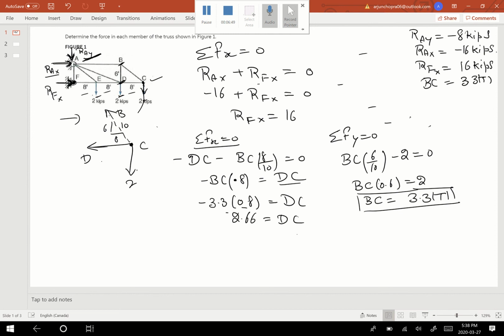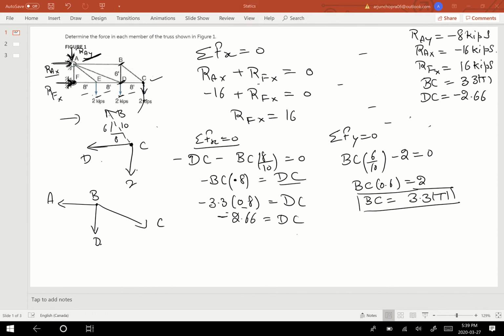So this is what we figured out. This is negative, so DC comes out to be negative 2.66. Now I'm going to draw the free body diagram about point B. From point B, there is a force acting in the downward direction, then BC acting in this direction, then this is D, and then there is something in the opposite direction, A.